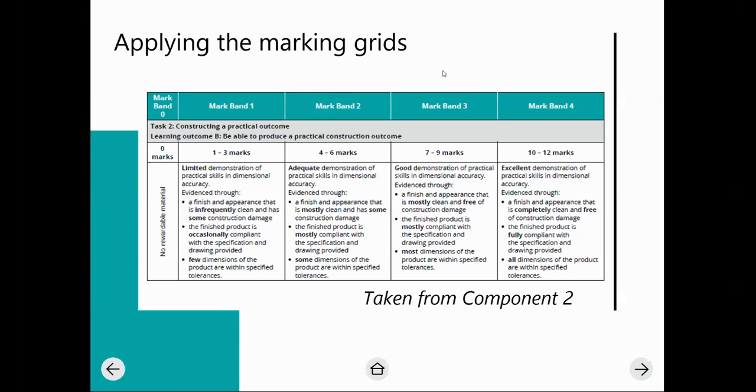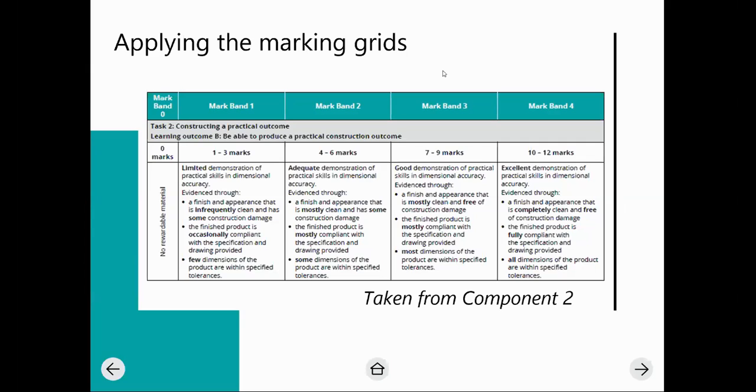We're using the limited, adequate, good and excellent Bloom's kind of leveling criteria. For example, you may feel that a student has completed all of the 3 bullet points in the 10 to 12 mark section. You may feel that they have had excellent demonstration of practical skill and have done all 3 of those bullet points, at which point you'd be awarding them 12 marks. You may feel that they've done all 3 of those bullet points within mark band 4, but not quite all of them to that excellent standard. So you'd be looking at 10 or 11 marks.